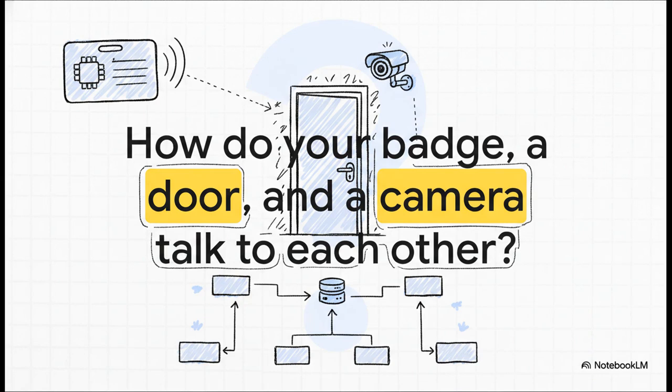So picture this. You swipe your badge at work, you hear that little click as the lock opens, and somewhere a camera takes note. It feels totally seamless, almost like magic, right? But it's not magic. It's actually a pretty sophisticated digital conversation. So how in the world does a simple door reader communicate with a complex video system? That's the exact mystery we're going to unravel today.